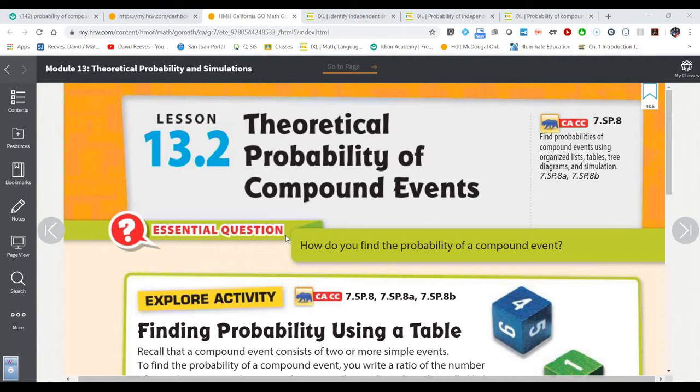And in this video, we are talking about the theoretical probability of compound events. So just a quick review. We are in our study of probability.